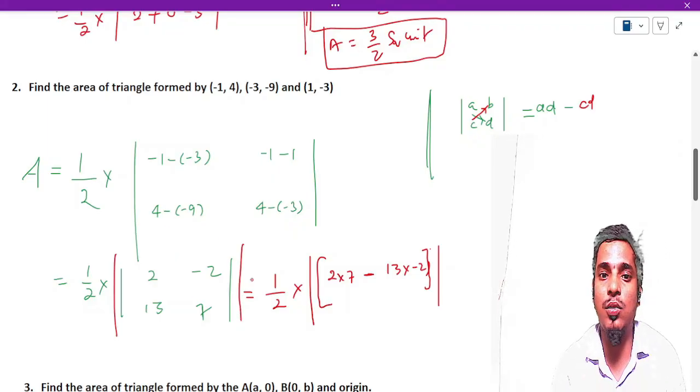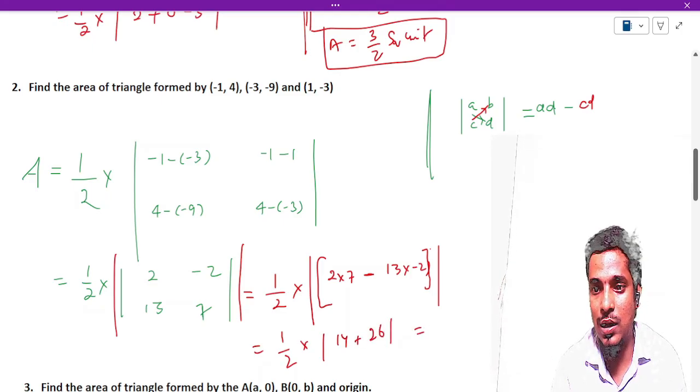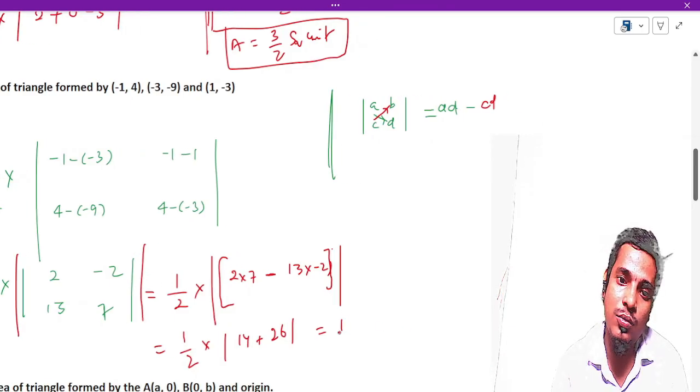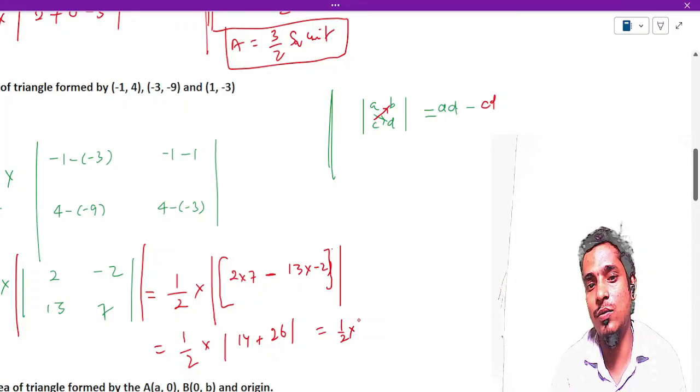Okay. So we are left with 1 by 2 times of 14. This minus minus is plus 26. So we are getting the value over here as 1 by 2 times the absolute value of 40, which is 40. So 40 by 2 is 20 square units.